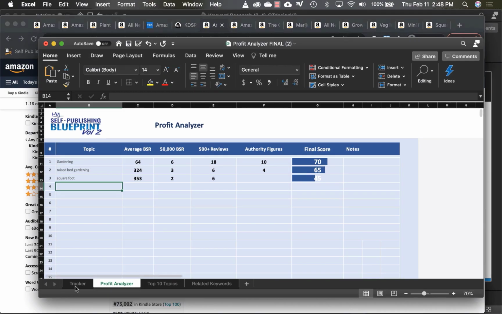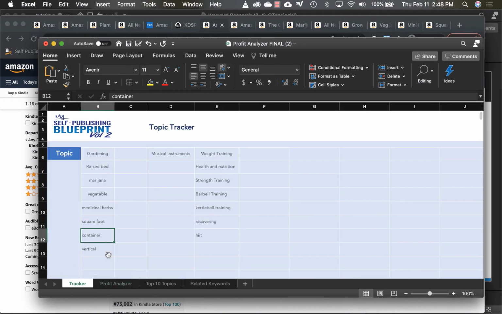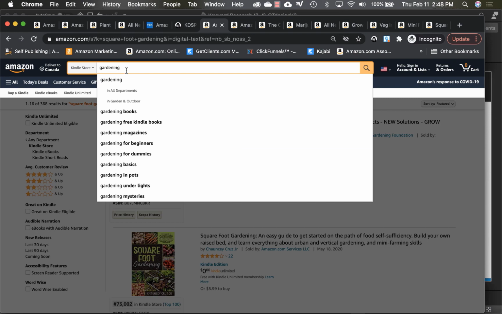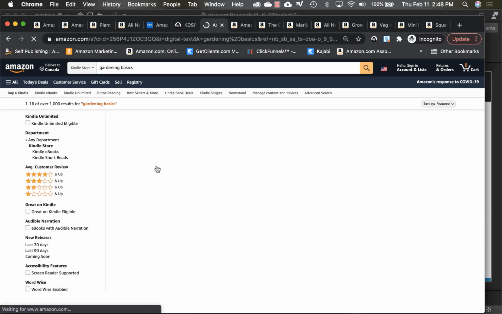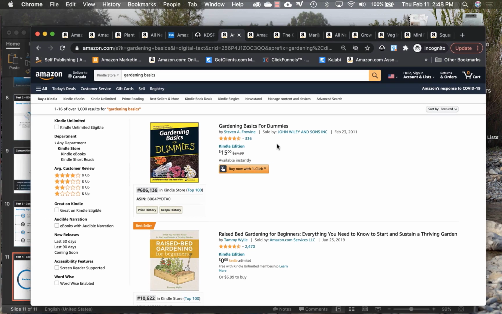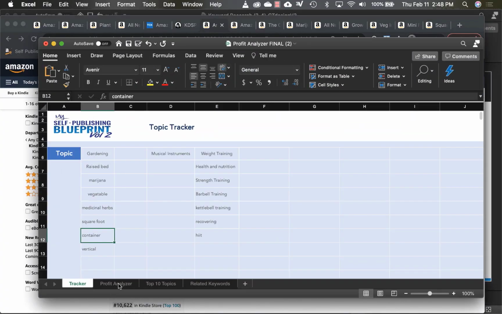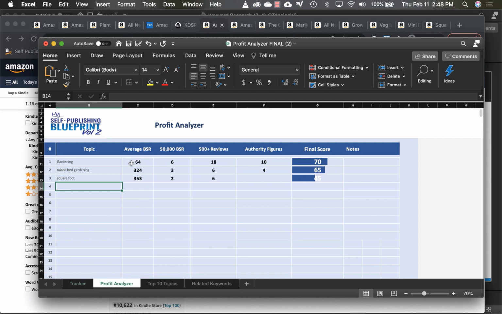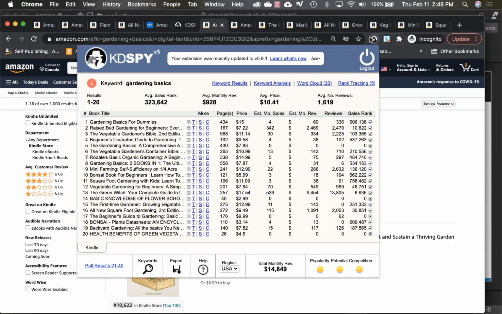Okay, let's keep going with gardening. Container gardening. Or gardening basics. Because based on what we've been doing, we know gardening is a very profitable keyword, right? We know that because we've done the analysis, and the average BSR on the first page for gardening is 64,000. It's just extremely competitive. So we can find a way to get a piece of gardening without having to compete directly with just that one word. It could work.